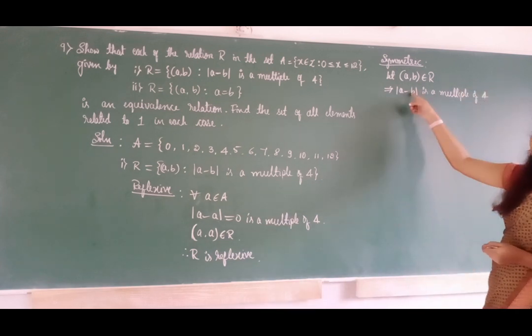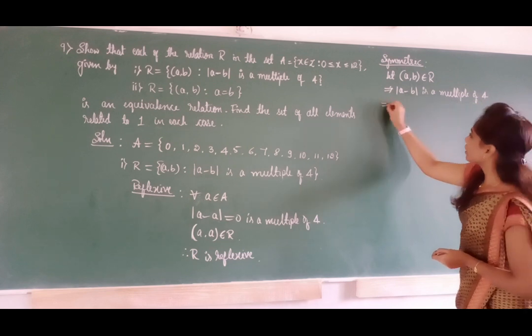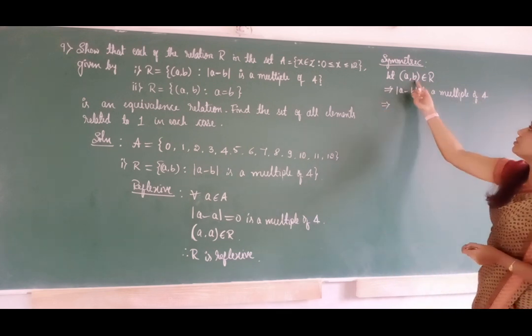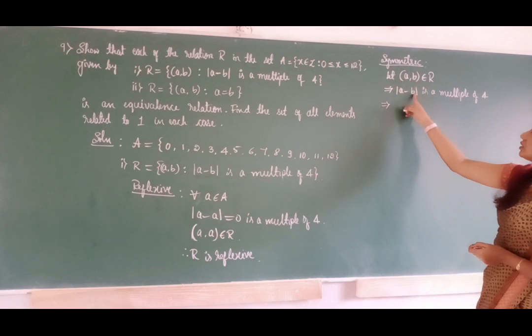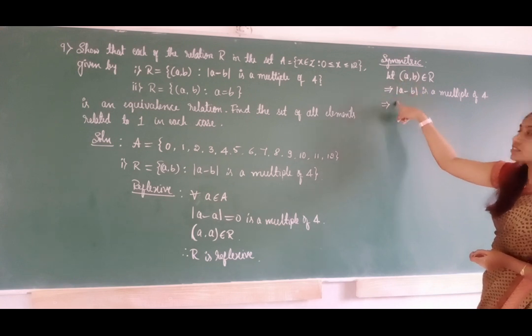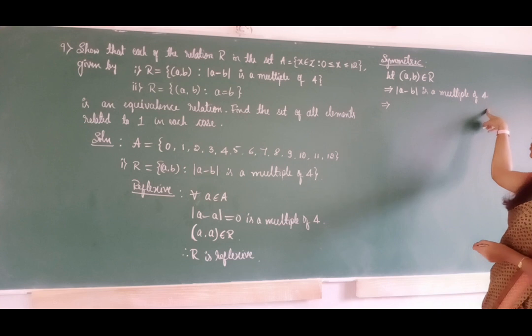Modulus of A minus B is a multiple of 4. Okay. What we put here? It's reverse: B, A. B comma A means B minus A, modulus of B minus A is a multiple of 4.